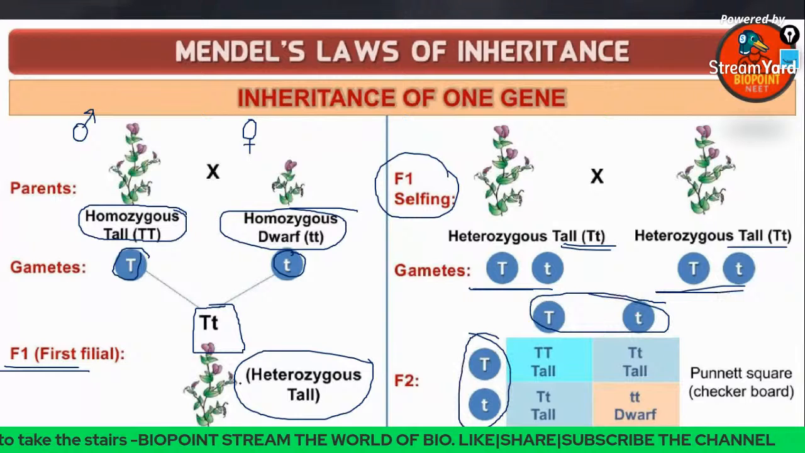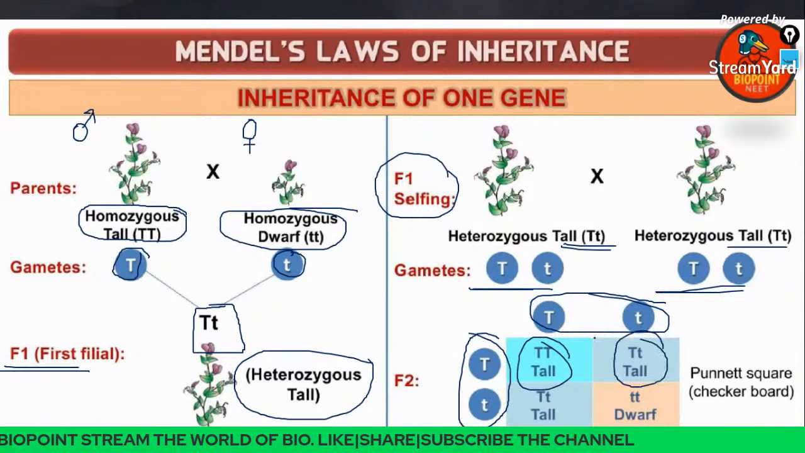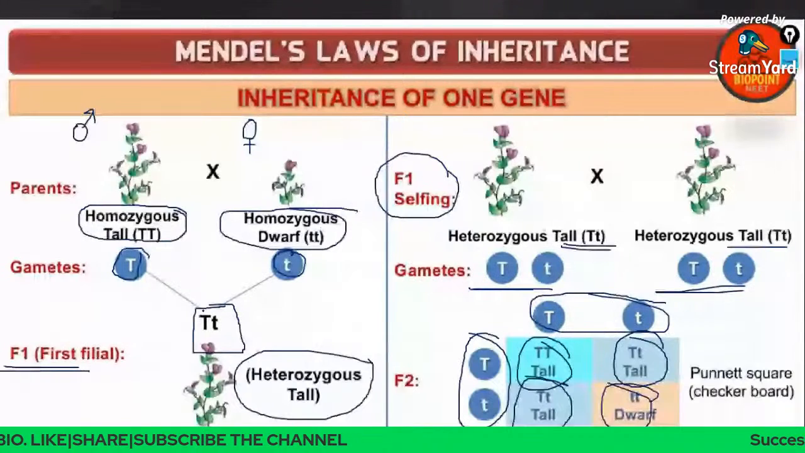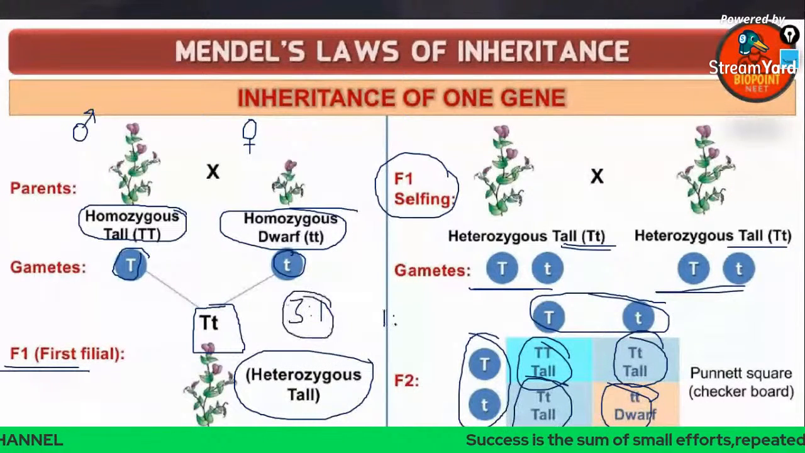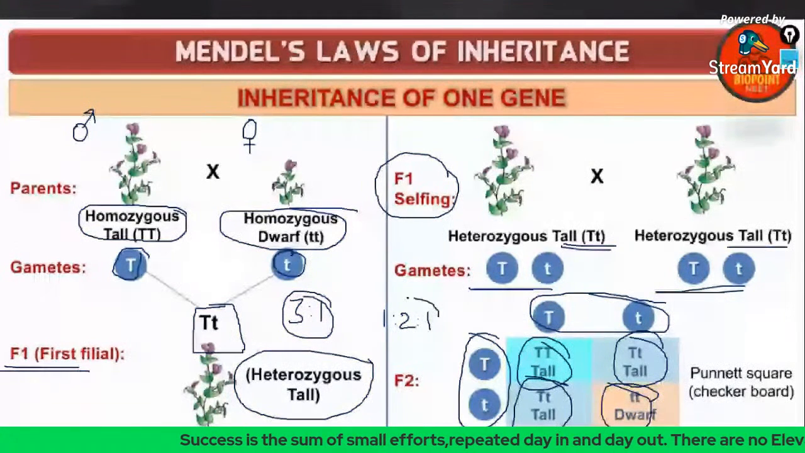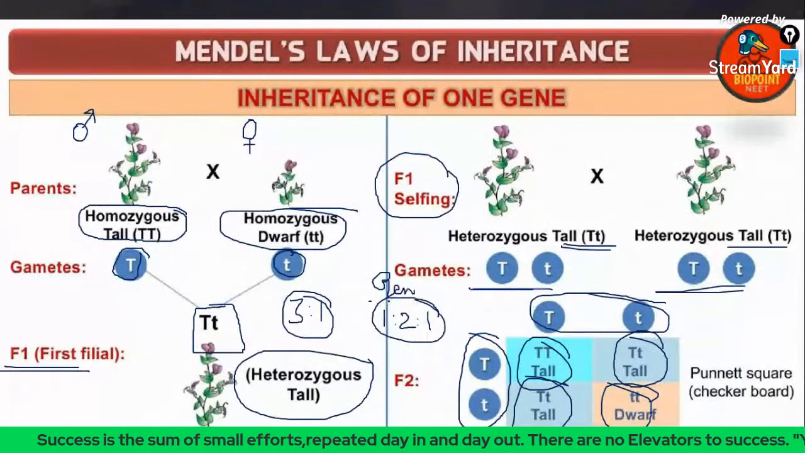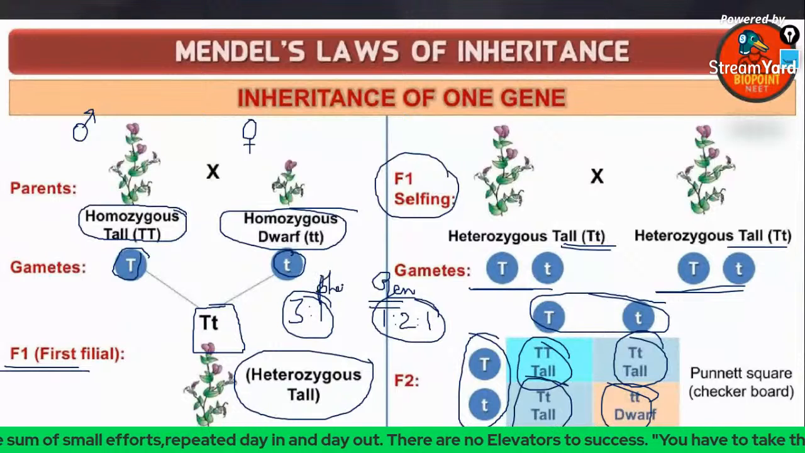Okay, so this is tall, this is tall, this is tall, and this is dwarf. So in this case we are obtaining 3 tall to 1 dwarf, which is the phenotypic ratio, and 1 capital T capital T, 2 capital T small t, and 1 small t small t. So this is the genotypic ratio, this is the phenotypic ratio.